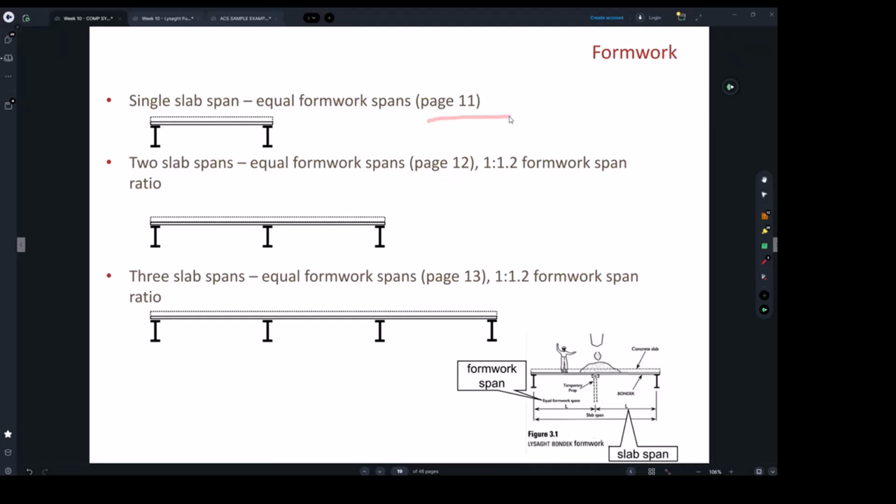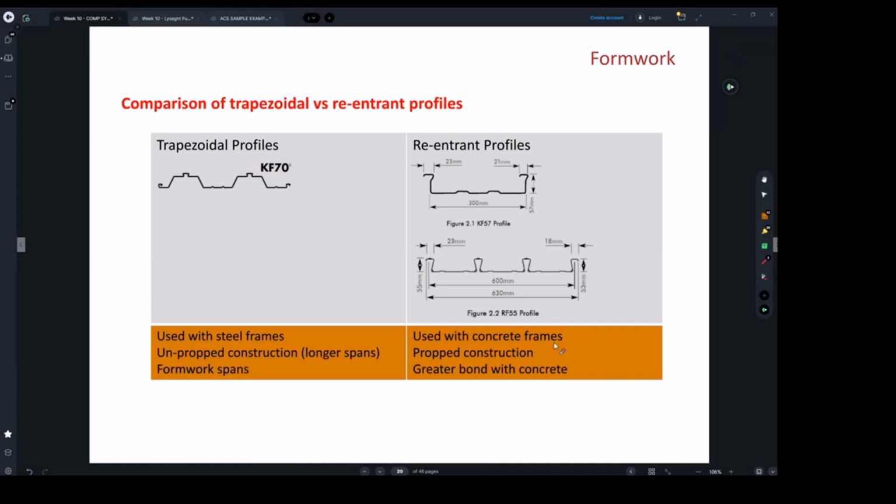Yeah, so page 11 is in the book we're going to give you, or you have access to it in the reading materials. On page 12, you've got equal formwork spans or different spans. Same thing with the 3 spans here. There are cases where you've got equal spans or a 20% difference in the spans, and we discussed when to use which. There are just comparisons here between two different profiles.